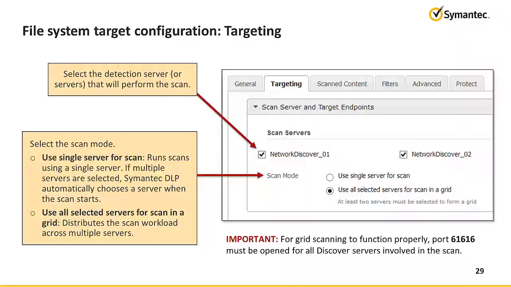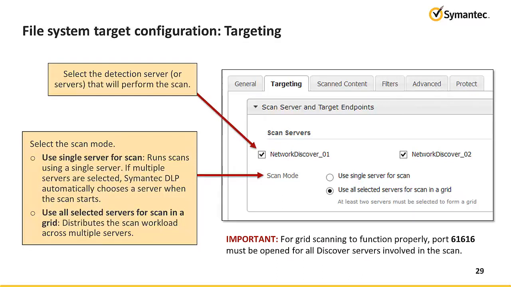On the Targeting tab, shown here, select the Discover server or servers that will perform the scan, and then select the scan mode. The available scan mode options are: 1. Use single server for scan. Selecting this option uses the Discover server you selected to perform scans. If more than one Discover server is selected, Symantec DLP automatically chooses a single server when the scan starts.